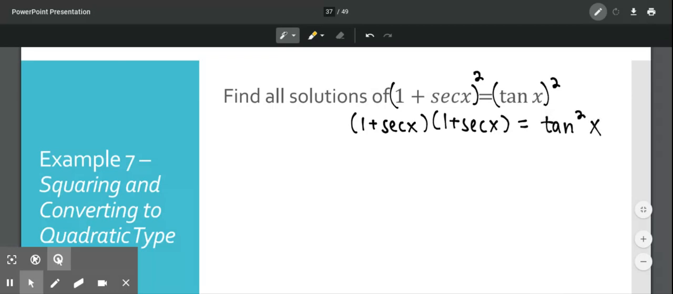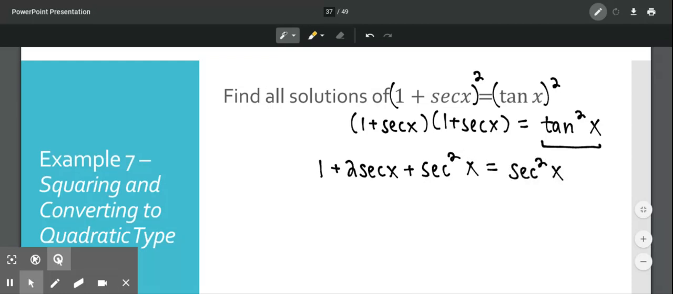So even just looking at this, before I FOIL out the left side, I know my function is going to be secant. So I'm going to substitute in for this tangent squared here in the next step from my formula sheet, and I'm going to use the secant squared minus 1. So if I FOIL out this left side, I get 1 plus 2 secant x plus secant squared x equals, and then I'm going to substitute in for tangent squared, of secant squared x minus 1.